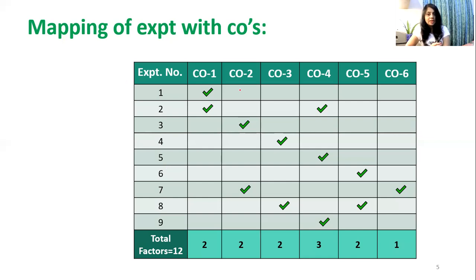So if you see this side, CO1 is included in experiment number 1 and 2. CO2 is included in experiment number 3 and 7. CO3 is included in experiment number 4 and 8. CO4 is included in 3 experiments, that is experiment number 2, 5 and 9. So add these tick marks. Here you got 2, 2, 2, 3, 2 and 1. CO6 belongs to only one experiment, that is experiment number 7.